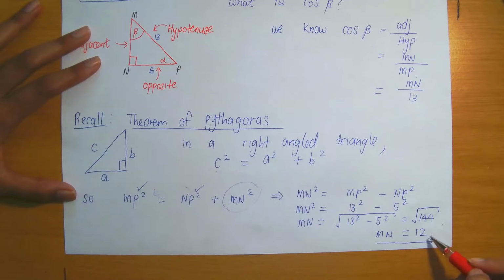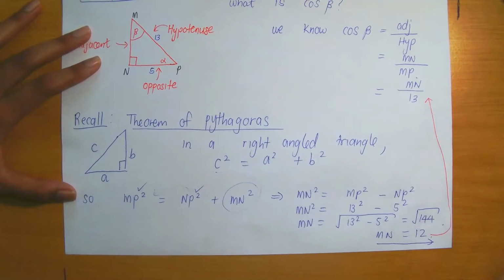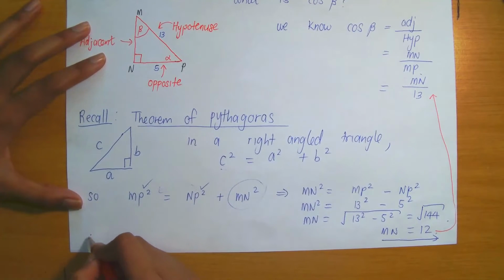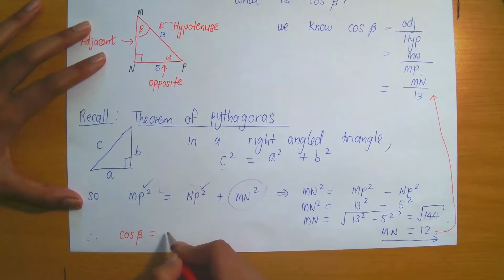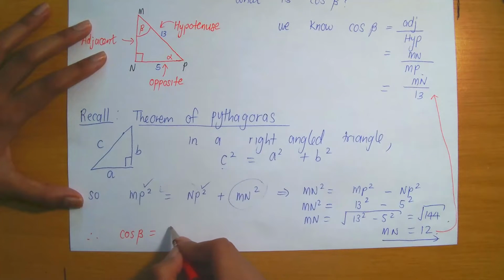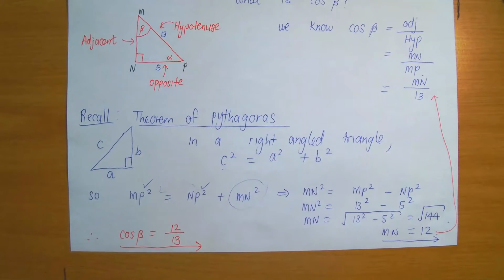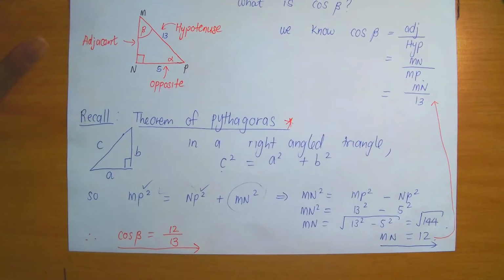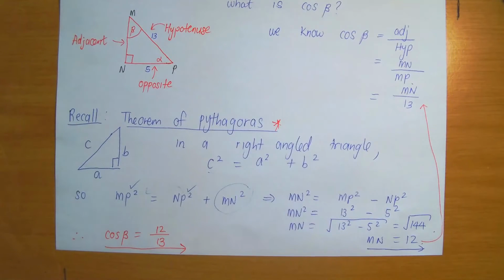So just putting this back into the above calculation, we then observe, therefore, cos of beta is equal to 12 divided by 13. And that is your final solution. So remember, one of the main tools that we used in here was the theorem of Pythagoras.